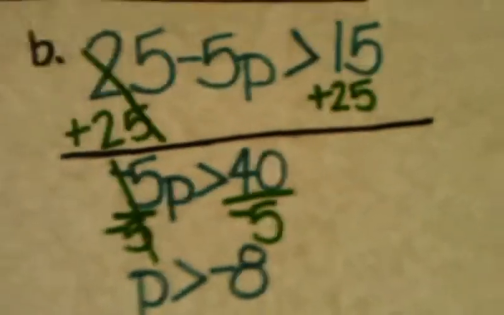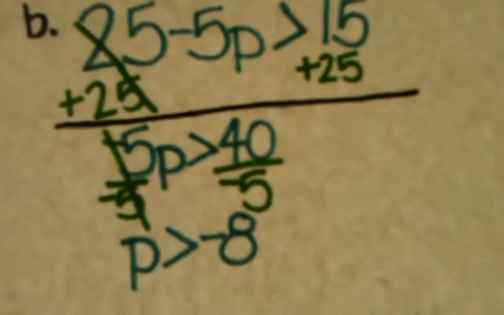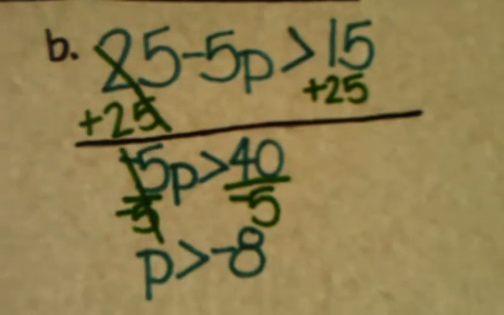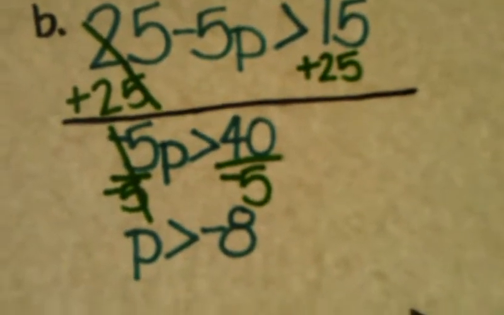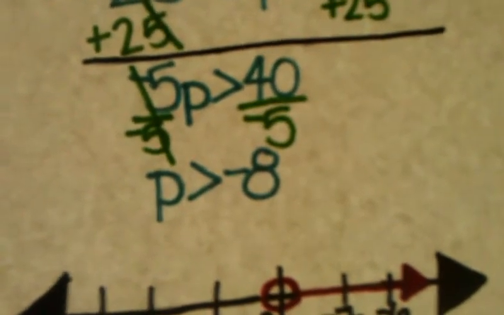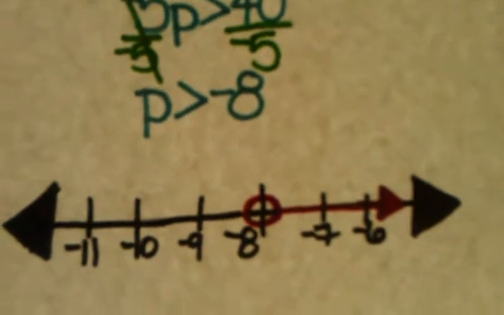25 - 5p > 15. You subtract 25 from both sides. You get -5p > -10. You divide by -5. p < 2. There you go.